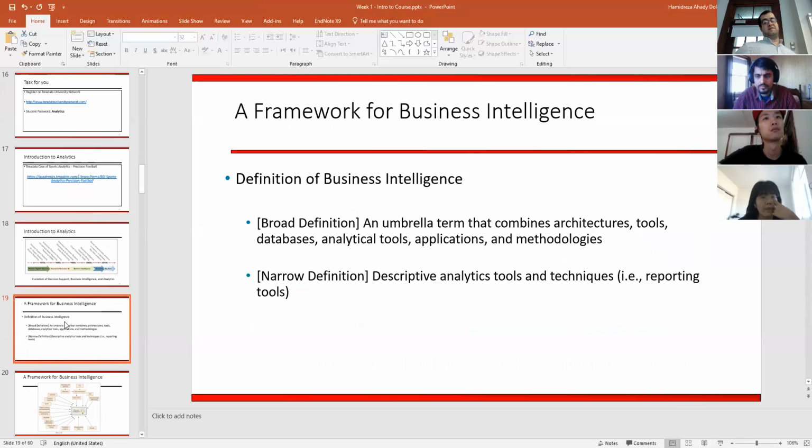Let me read the definition of business intelligence. It is an umbrella term that combines architecture, tools, databases, analytics tools, applications, and methodologies. In this course, we use methodologies. They are the mathematical or computer science algorithms that we use. We don't need to know how they work, only what we use them for. You also learn some analytic tools and applications, like KNIME, Tableau, those kinds of things.